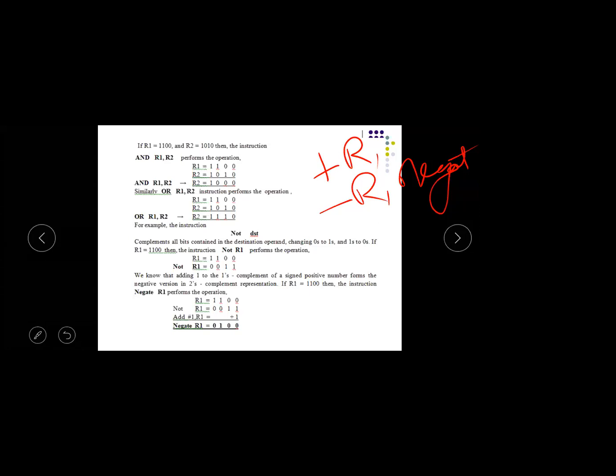To change the sign of the data in the register, we have to use negation, nothing but 2's complement. 2's complement is 1's complement plus 1. Adding 1 to the 1's complement is called 2's complement. 2's complement is nothing but negation, and negation is the change of sign.